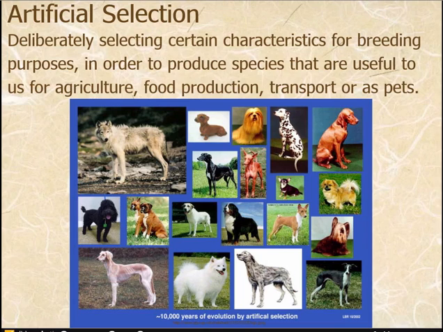All right, most students are familiar with the concept of artificial selection. This is when humans get involved. That's why it's called artificial. It's when humans deliberately select certain characteristics for breeding purposes. They want to produce certain species that are useful to us, maybe for agriculture, food production, transport, or even just as pets. They choose certain traits that they find preferable, and then they continue to breed only those individuals.